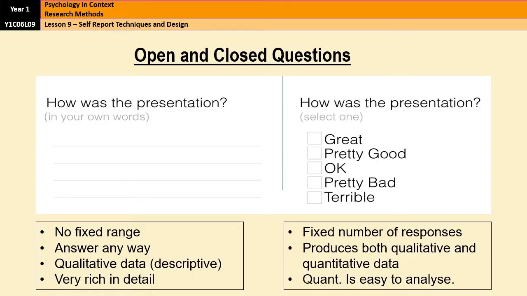Alternatively, if I were to give somebody a rating scale, let's say, and say rate your enjoyment on a scale of 1 to 5, then that would also produce quantitative data because it's numerical. Quantitative data is very, very easy to analyze, unlike qualitative data, but it is a little bit more rigid, as in it doesn't give you the same rich detail that an open question would give you.